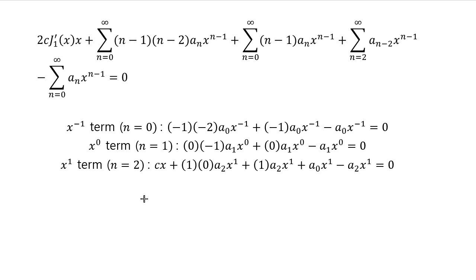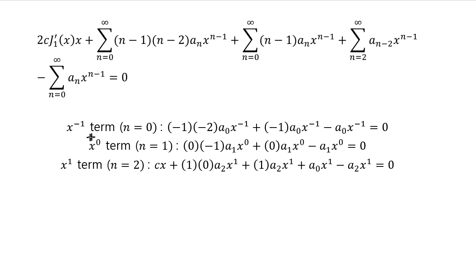But here's what we have. Let's look at the x to the negative 1 term. That's the case when n is equal to 0, right? When n is 0, it produces x to the negative 1. However, because this summation starts at n equals 2, this one is silent. It doesn't produce anything at all.